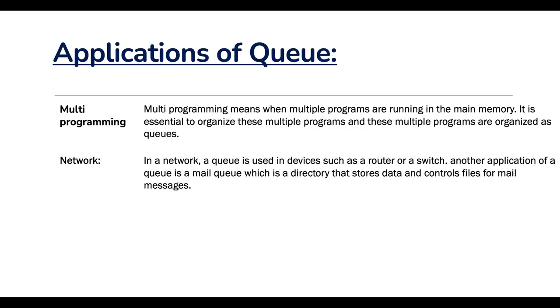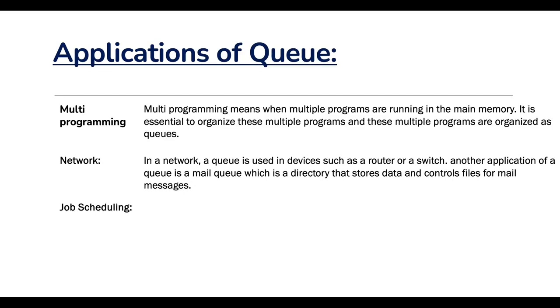The next use of the queue data structure is networking. In a network, a queue is used in devices such as a router or a switch. Another application of the queue is a mail queue, which is a directory that stores the data and control files for the mail messages. So when you send a mail, it is put into the queue and one by one it is sent to the user. This is how it is used inside the networking concept.